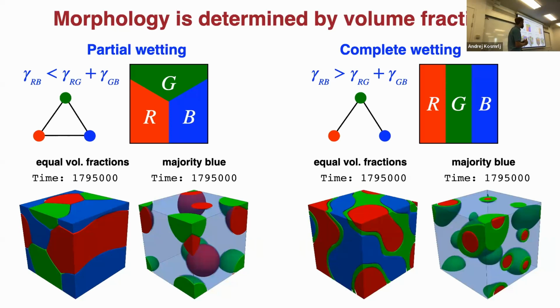So this suggests that these connectivity graphs are completely determined by surface tension, whereas the geometry of the structure also depends on the volume fractions, right? So in the rest of the talk, I'll just focus on the effects of surface tensions, which determine this connectivity graph, which in some sense you can think of as a topology of these structures.